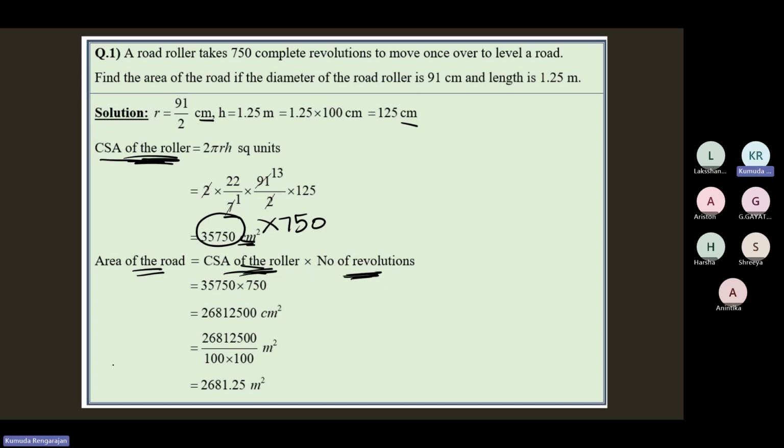And that will be the area of the road. So the area of the road is equal to the CSA of the roller into the number of revolutions. So CSA into number of revolutions. So you get the answer in centimeter square.